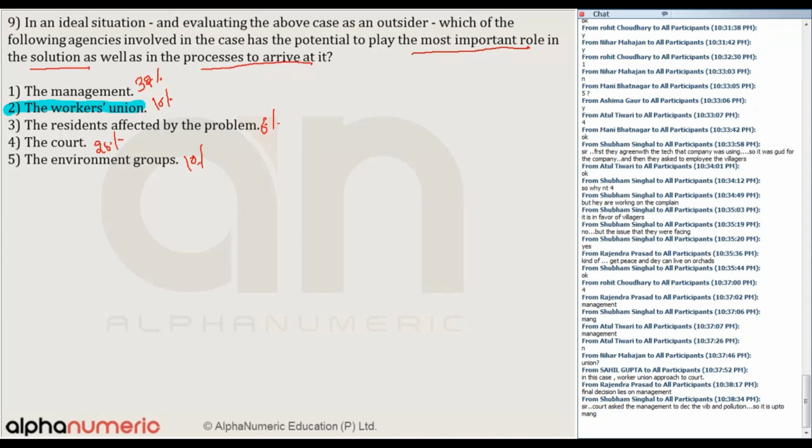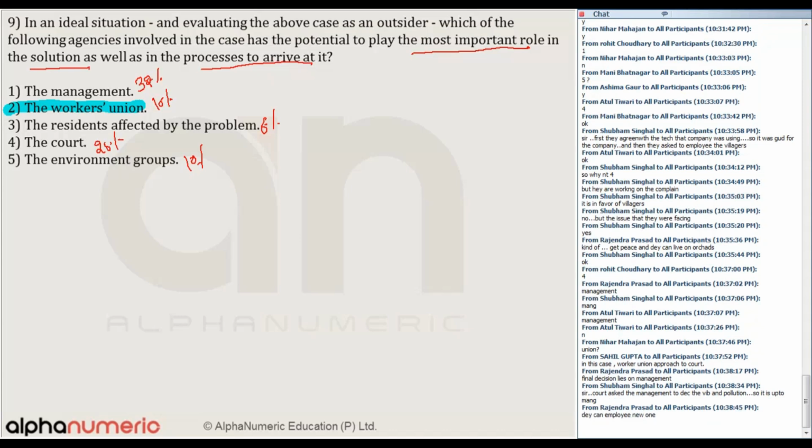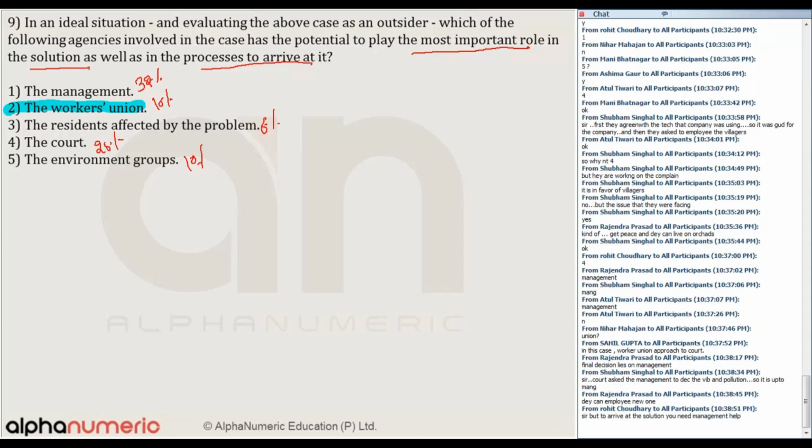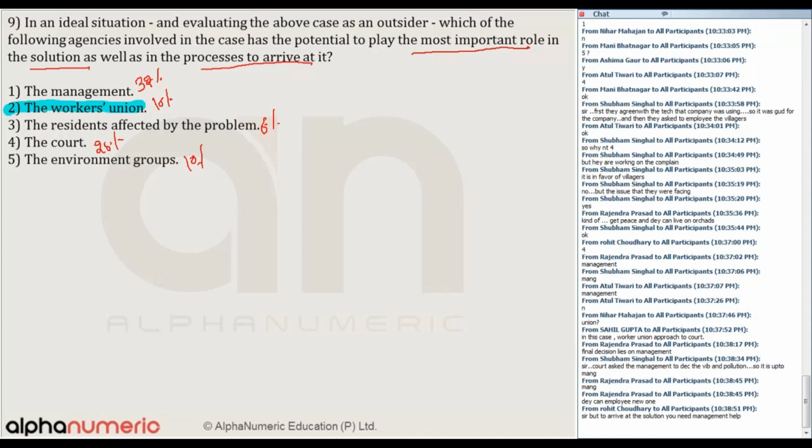The court asked the management to decrease the vibration and pollution, but again, Subham, what is the question? The question is not about decreasing the vibration and the pollution. The question is how to cope up with this particular situation which has been arising. ये है major problem.